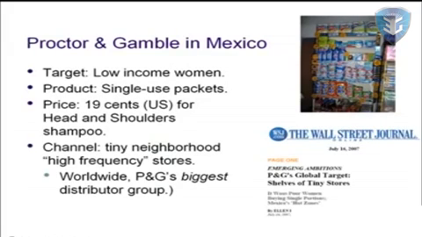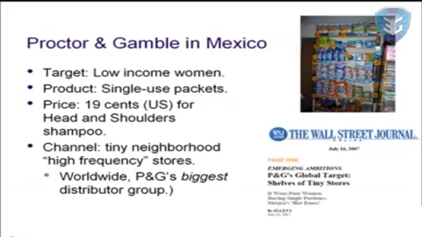Here's an example. Procter & Gamble is one of the very biggest consumer product companies in the world and one of the most successful, and they still rely very, very heavily on their channel partners. And it's not just places like the big grocery stores and Walmart. Take this example from their business in Mexico.